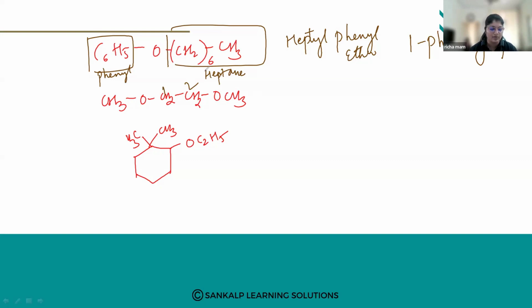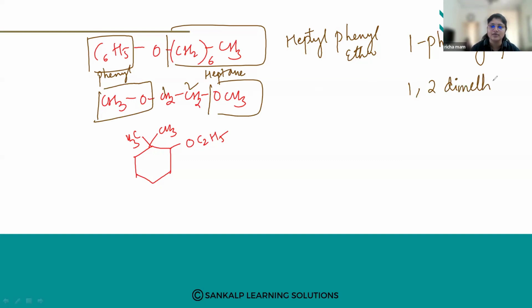Next one. You can tell the IUPAC name for this. It is 1, 2. Okay, at 1, 2 position, you have what group? You have 1, 2 dimethoxy. Okay, 1, 2, 3, 4. So it is 1, 2 dimethoxy ethane. 1, 2 dimethoxy ethane. Okay, next compound.